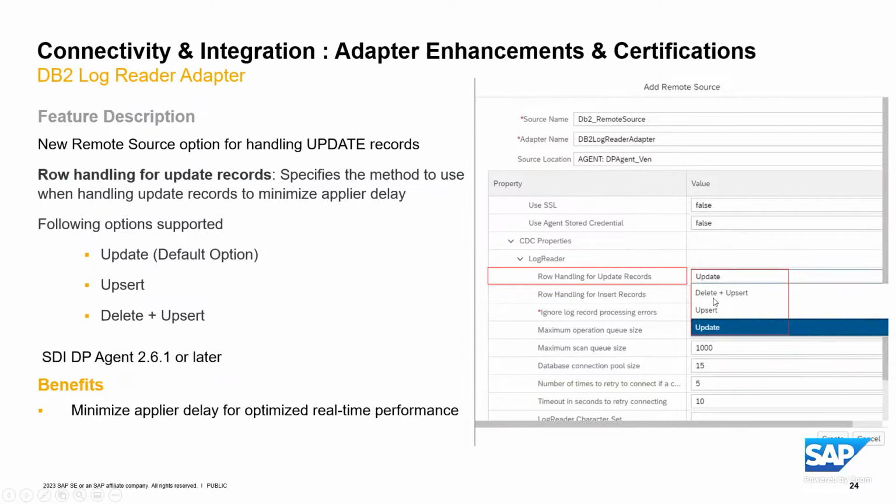So you can use upsert only if there are no primary key changes, and delete plus upsert if there are changes on the primary key columns on the tables in your remote source. Again, this option is available with DP Agent 2.6.1 or later.